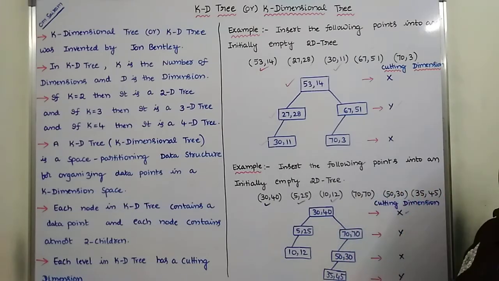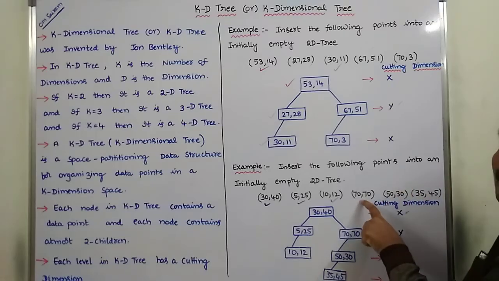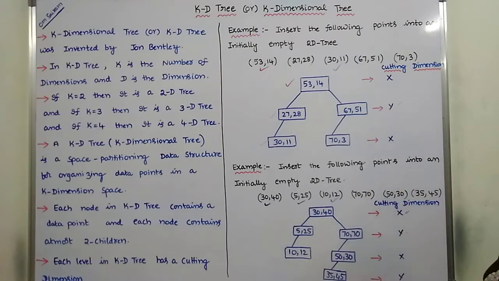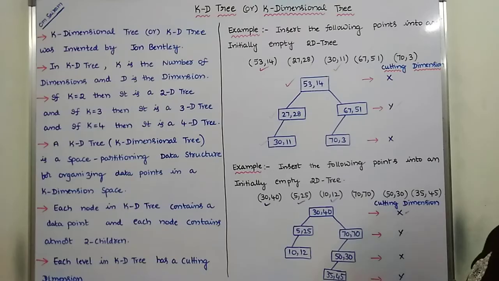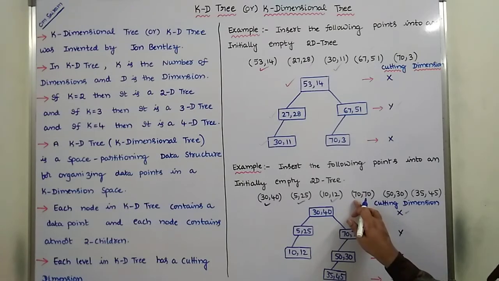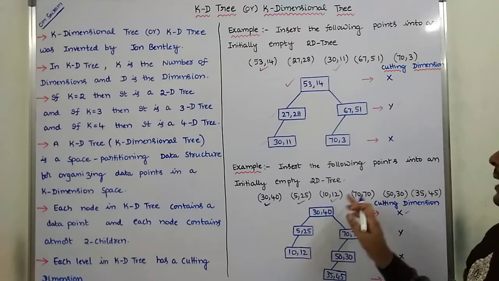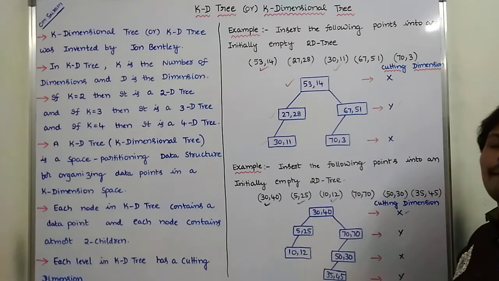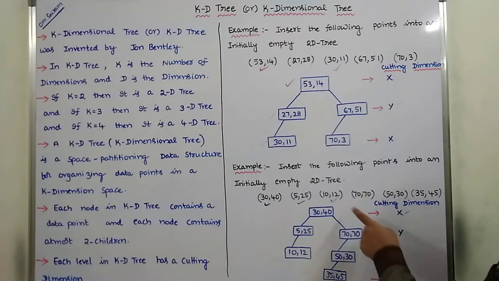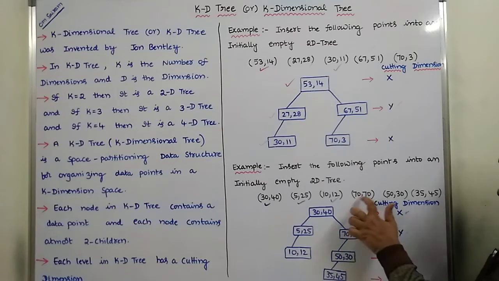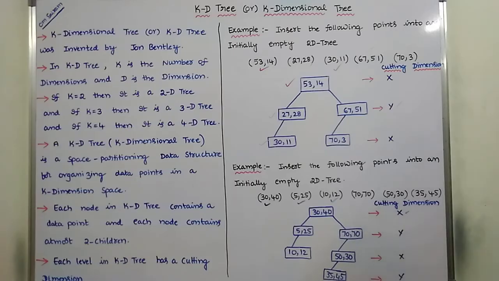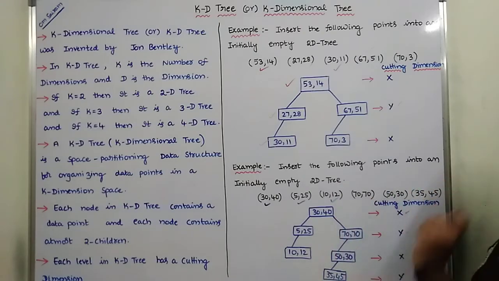Next (70, 70). This data point is compared with the data point in the root node. Here we are considering the cutting dimension x, that means the x coordinate value. Here the x coordinate value is 70, and here it is 30. 70 is compared with 30. 70 is greater than 30, so go to the right subtree. Here the right subtree is empty, so we are creating a node and inserting the data point (70, 70). This (70, 70) is the right child of (30, 40). So now this data point is also inserted.